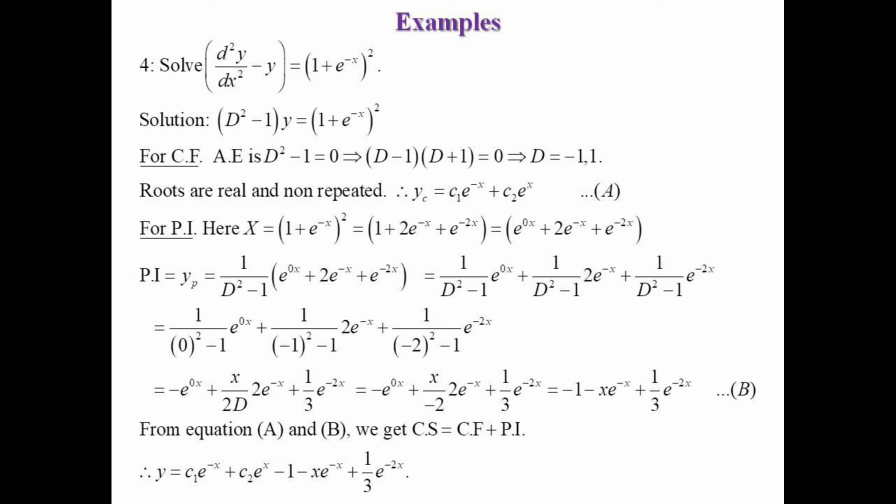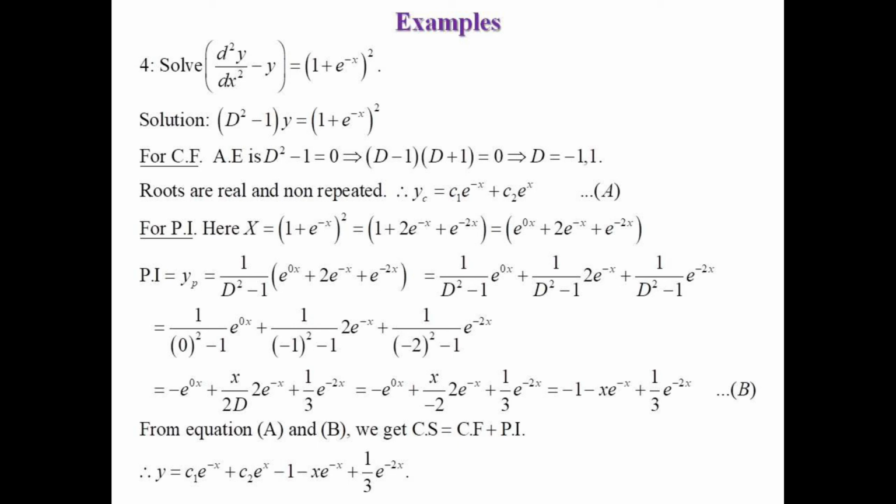If we combine the complementary function and the particular integral, we get the complete solution as c1 e raised to minus x plus c2 e raised to x minus 1 minus x e raised to minus x plus 1 upon 3 e raised to minus 2x. So this is the fourth example. With the help of these four examples, we can easily solve any example based on type number 1 for finding the particular integral.